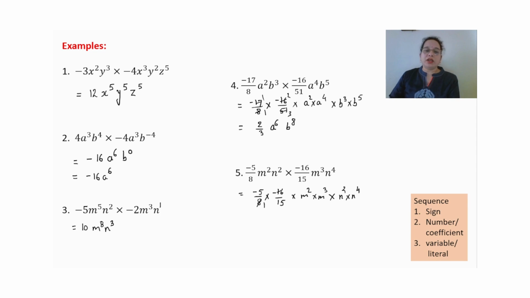8 1s are 8, 8 2s are 16. 5 1s are 5, 5 3s are 15. So again we got 2 upon 3. Total number of negative signs are 2. So the answer will be positive. m raised to the power, multiplication, base is same. Multiplication is there at the powers. 3 plus 2 will give you 5. And base is same. Multiplication is there at the power. So 2 plus 4 will give you 6.